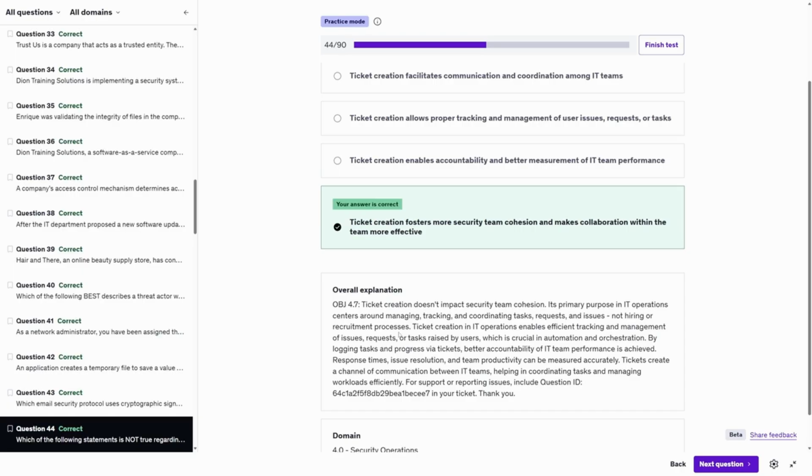So ticket creation fosters more security, team cohesion, and makes collaboration within the team more effective. So ticket creation doesn't necessarily impact security team cohesion. Its primary purpose in IT operations centers around managing, tracking, and coordinating tasks, requests, and issues, not necessarily hiring or recruitment. I'll leave up the other information here for a few seconds if you guys want to read that.